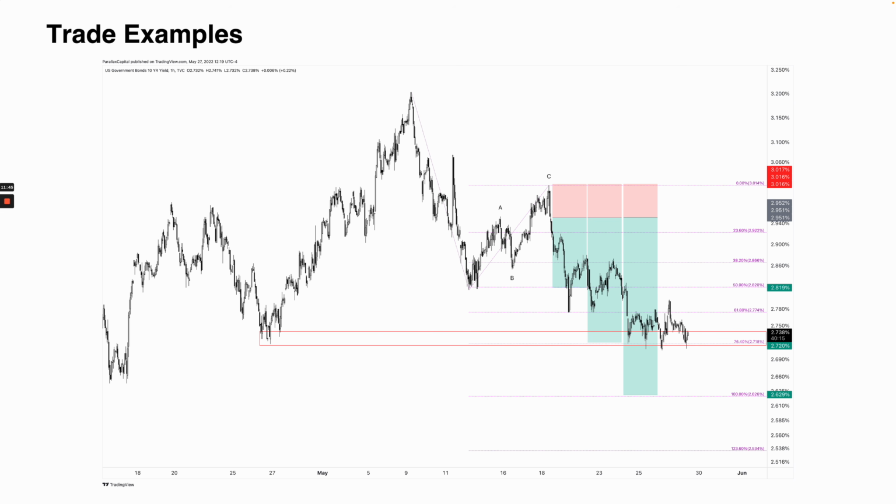So you can see here, whenever we're looking at entering the market off of a candlestick pattern, it tends to give us a very good risk reward ratio, right?